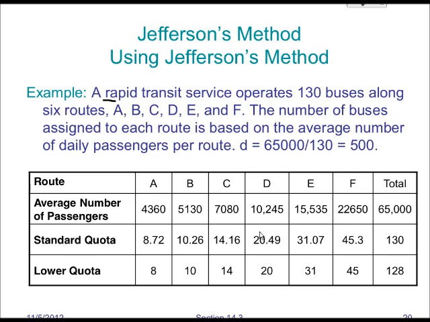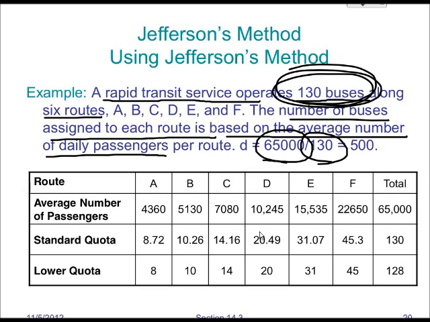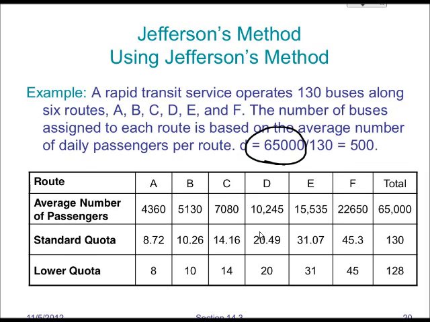So we have a rapid transit service. It operates 130 buses. We've got 6 routes. The number of buses assigned to each route is based on the average number of daily passengers. And the average daily passengers is 65,000. So if we divide that by the 130 buses to be allocated, so we got the total population divided by allocated items, gives us a standard divisor of 500.